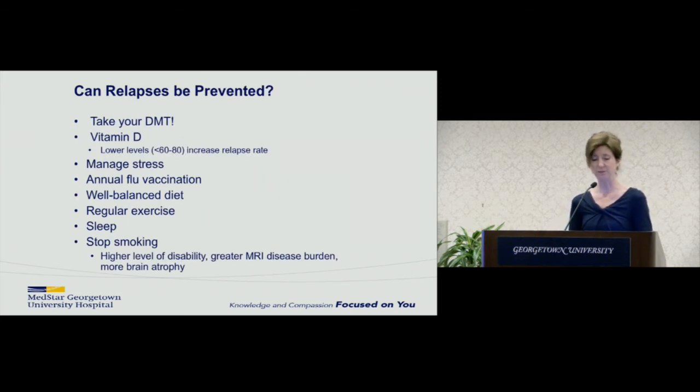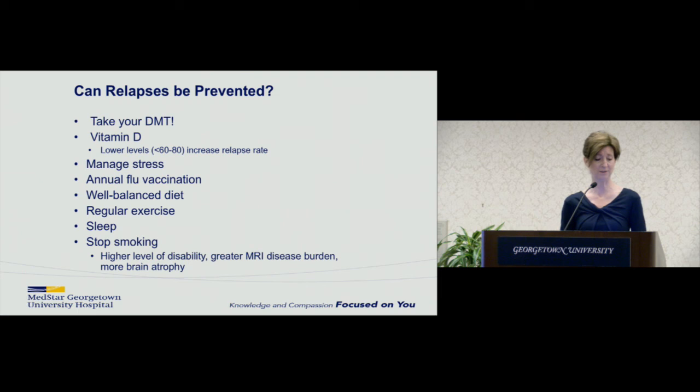Can relapses be prevented? Take your DMT. Vitamin D has been shown with lower levels increasing the relapse rate. So again, we like you to have a level of 60 to 80 with your vitamin D. Manage your stress. You can't get rid of stress, but you can control how you manage it. Get your flu shot. If you get sick, you will probably have a relapse, so get your flu shot. Balanced diet, regular exercise, get plenty of sleep. Don't smoke. If you do, stop.